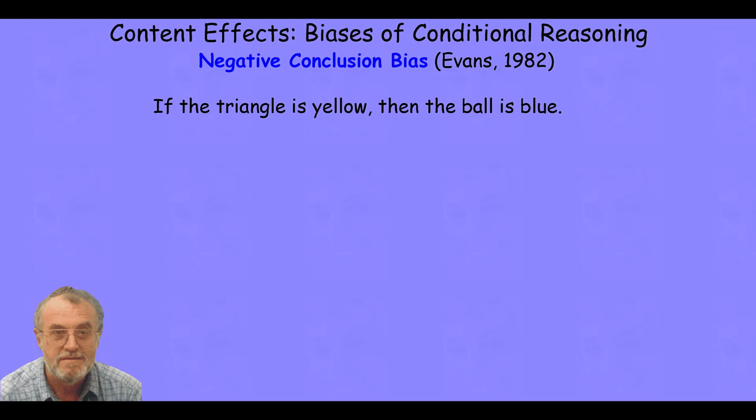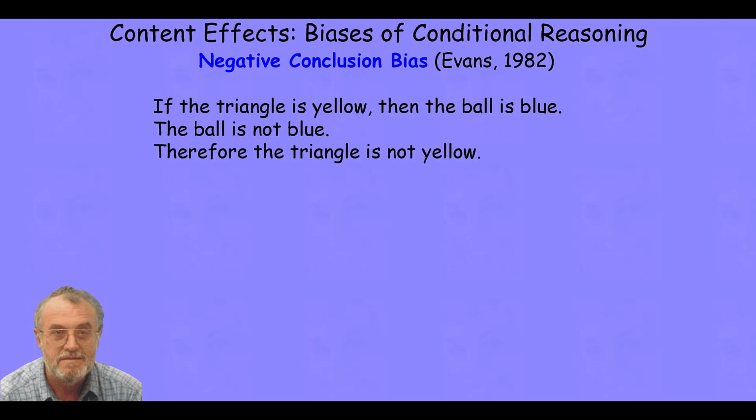So he gave his students an argument, and he said, tell me whether or not this is a good or a bad deductive argument. Here's our argument. If the triangle is yellow, then the ball is blue. The ball is not blue. Conclusion, therefore, the triangle is not yellow. You can stop the video for a second if you want, think about it, and decide whether you think that is a good deductive argument or a bad deductive argument.